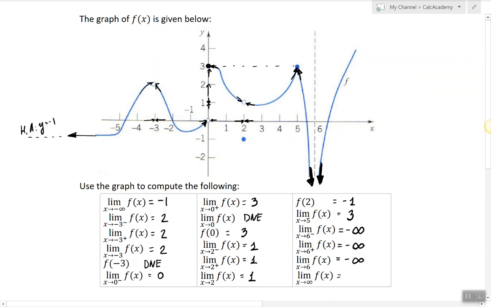Now, as x approaches infinity, what happens to the output? Well, as x gets larger and larger, the output also gets larger and larger. So in this case, we say the limit of f of x as x approaches infinity is equal to infinity.